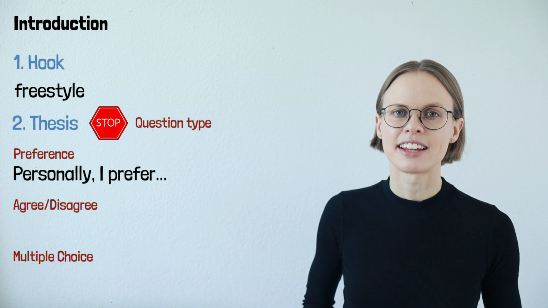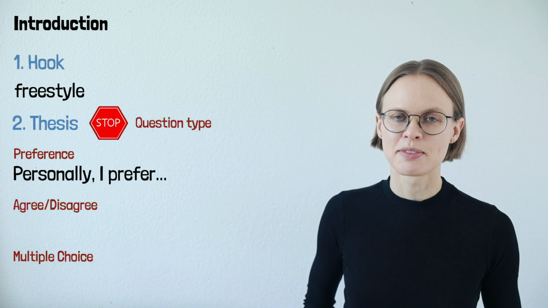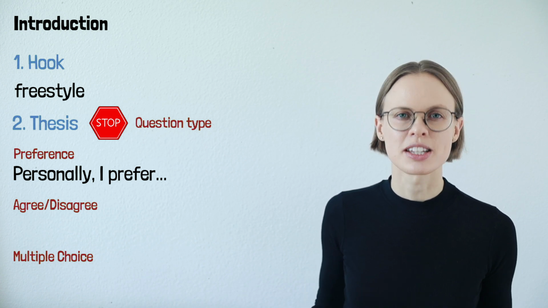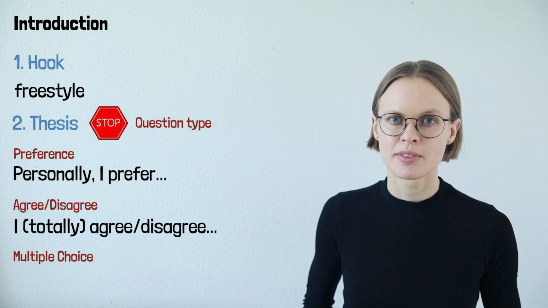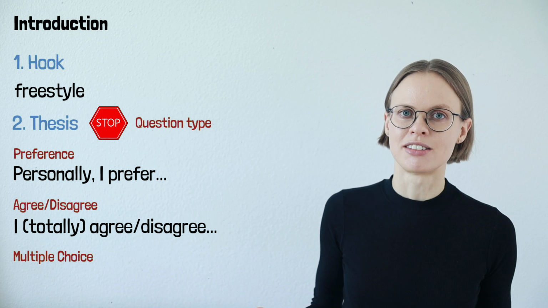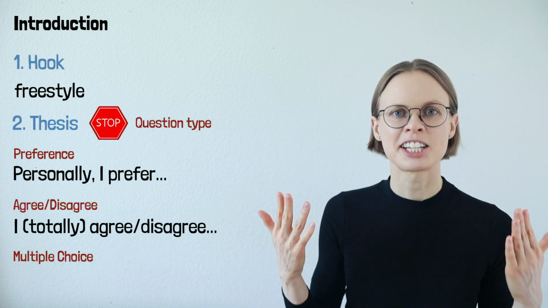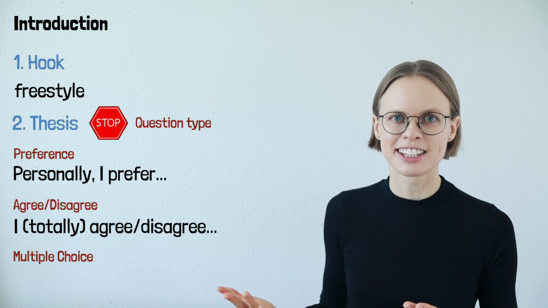If you get an agree-disagree question, you can start your sentence in this way. I agree or I disagree. And if you totally agree or disagree, you can also write I totally agree or I totally disagree.